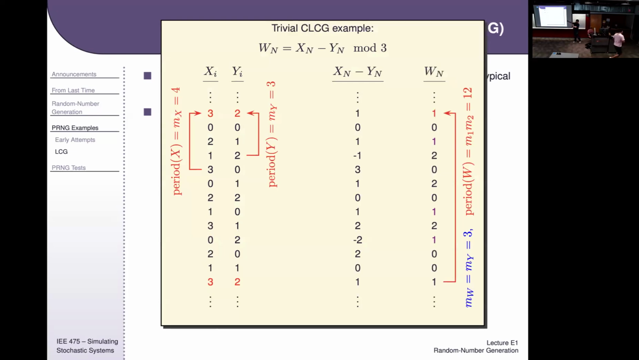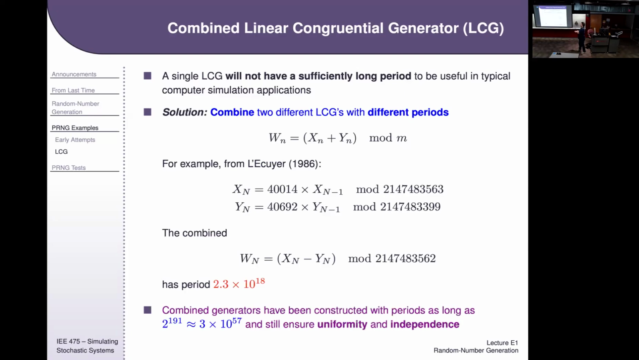All right. Any other questions on how those were generated? All right. So, like I said, there are now combined generators that have huge periods, orders of magnitude larger than that, and still ensure uniformity and independence. So that's the other thing. I want you to know how to use an LCG, a single LCG, and I want you to know why there are combined LCGs. And that reason is to take all the benefits of an LCG, but then give it a much, much longer period.